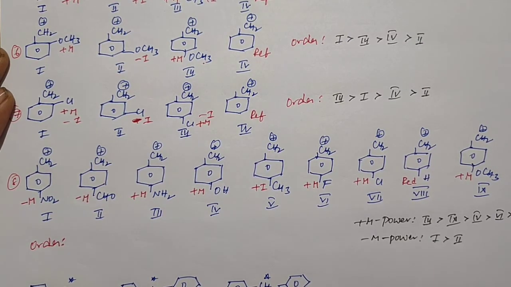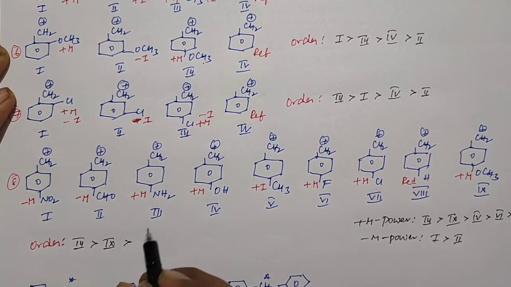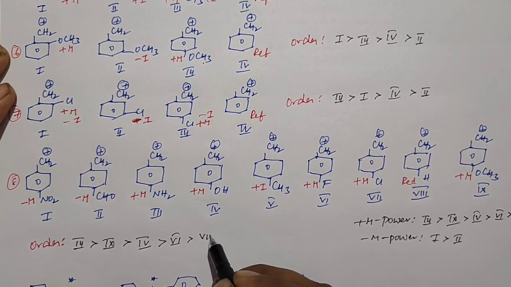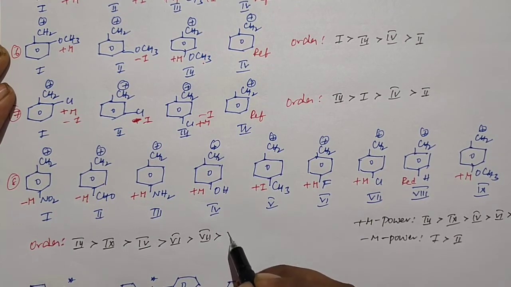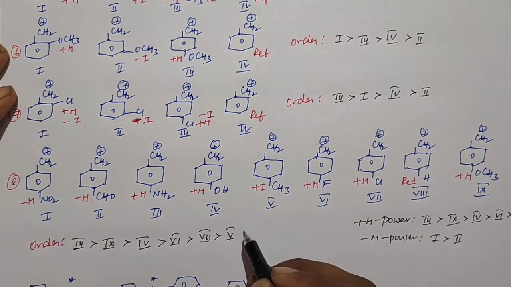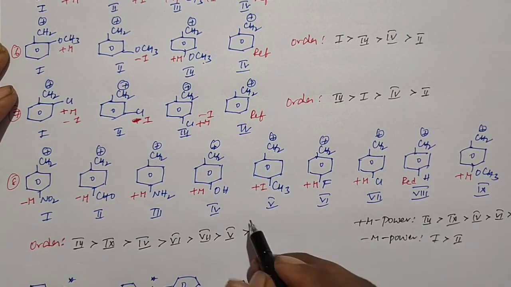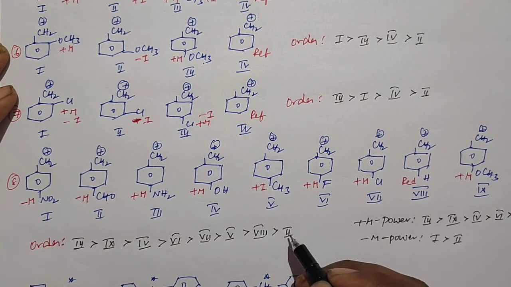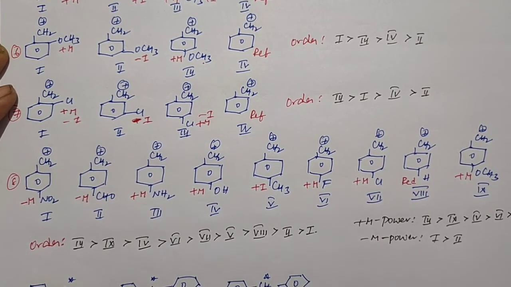Based on this we can write the order of their stability. The highest position is for the third structure, NH2, after that the methoxy ninth structure, after that the alcohol fourth structure, after that the fluorine sixth structure, after that the chlorine seventh structure, after that the methyl fifth structure, after that the reference structure, the eighth one. After that the second structure, and the first structure with more minus I power is least stable. So this is the order of stability of the given 9 structures.